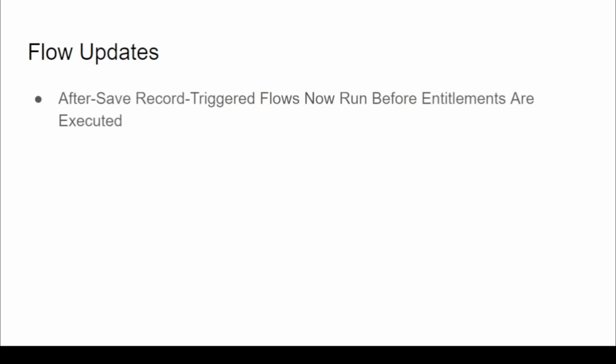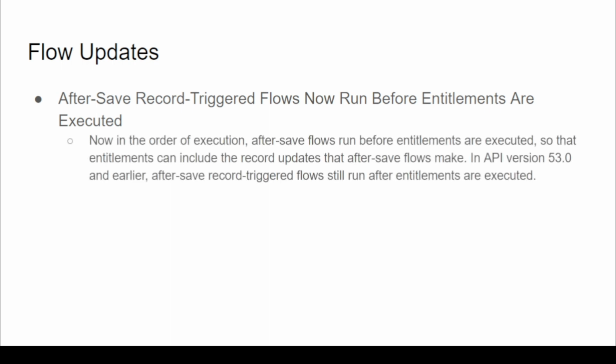What is there in flows is that after save record triggered flows now run before the entitlements are executed. So basically there is a shift in the order of execution, that is, after save flows run before entitlements are executed, so that entitlements can include the record updates that are made by after save flows. In API version 53 and earlier, after save flows run after your entitlements are executed.